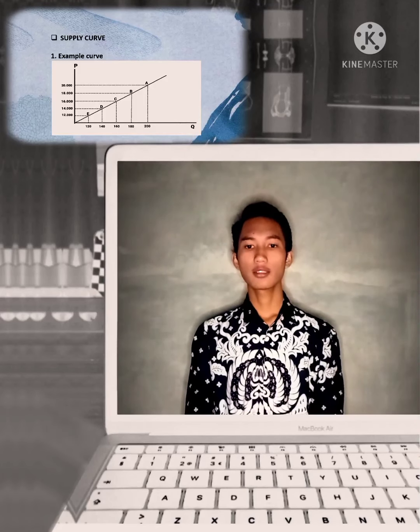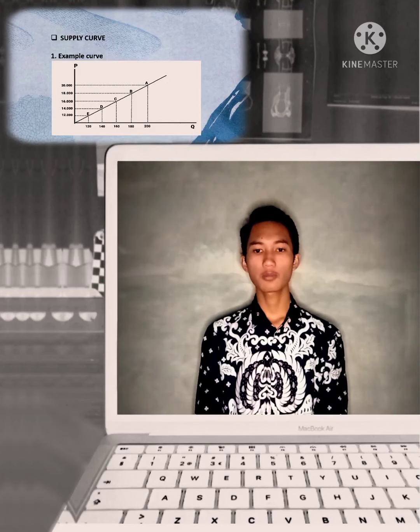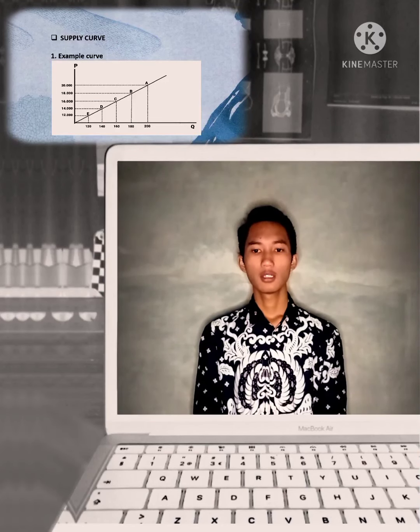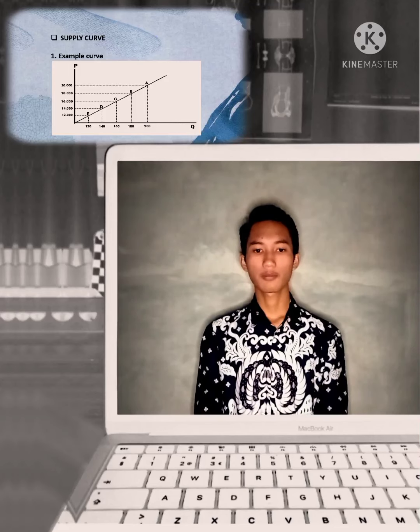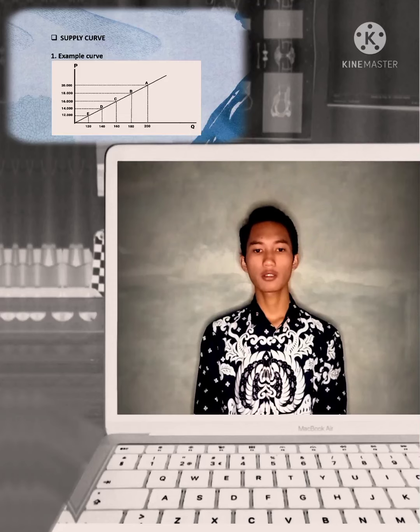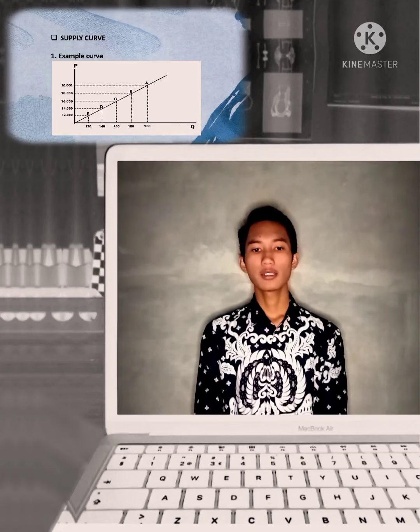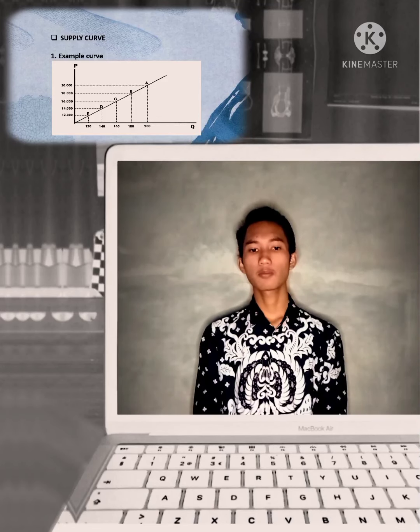Like demand analysis, in supply analysis, we need to distinguish between supply and the number of goods offered. Supply means the total quantity at each price level on a supply curve, while the quantity supplied means the number of goods supplied at a certain price level.